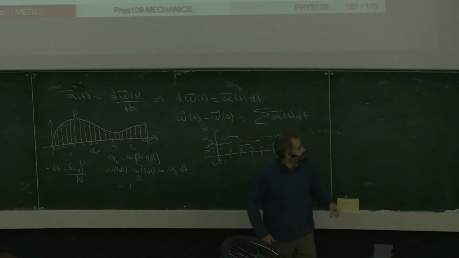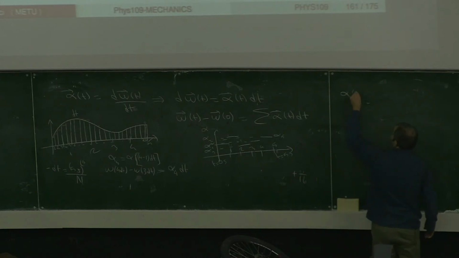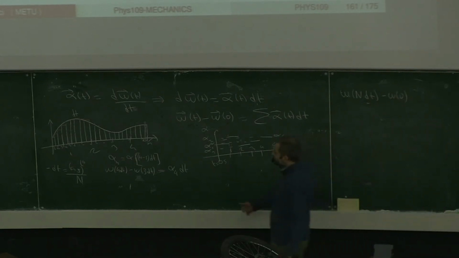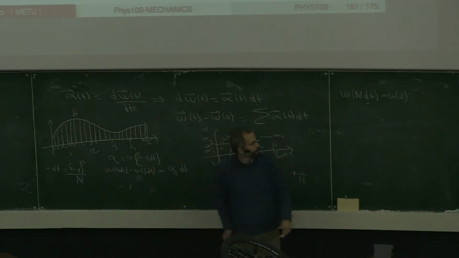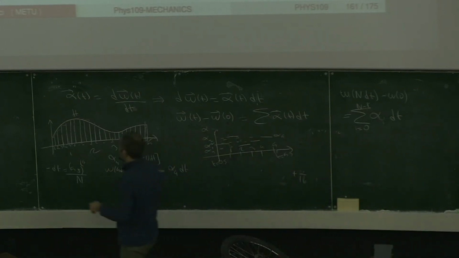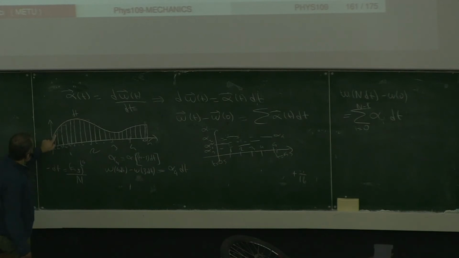Now, if I want to calculate omega of n dt minus omega 0, I just need to sum all these changes. This is equal to the sum of alpha i dt, i going from 0 up to n minus 1. So I start from t equal to 0. This is alpha 0, alpha 1, alpha 2, alpha 3, up to alpha n minus 1.